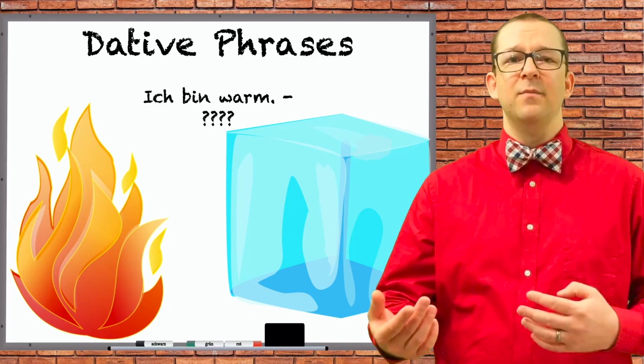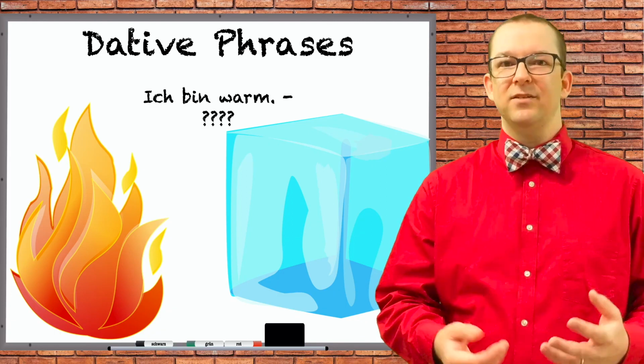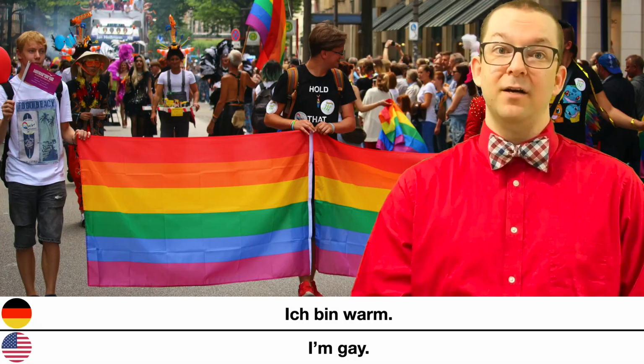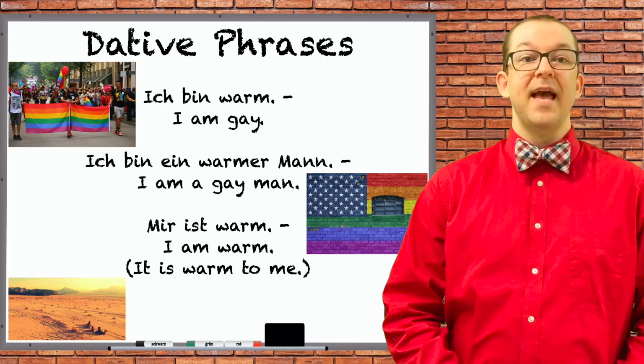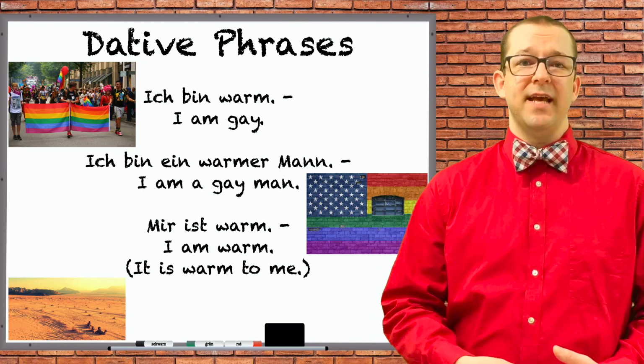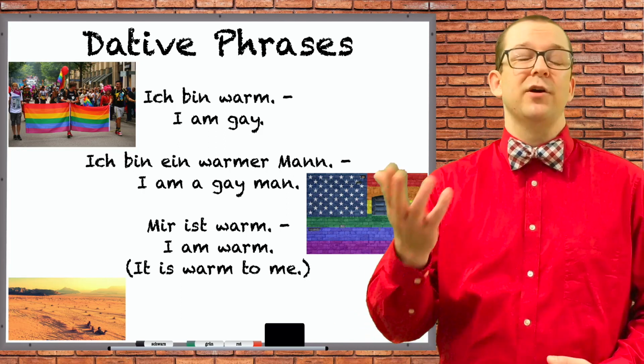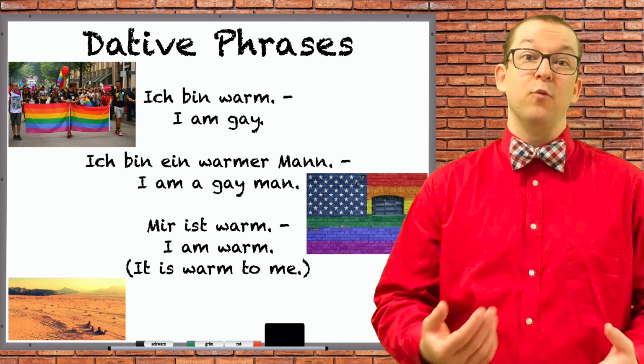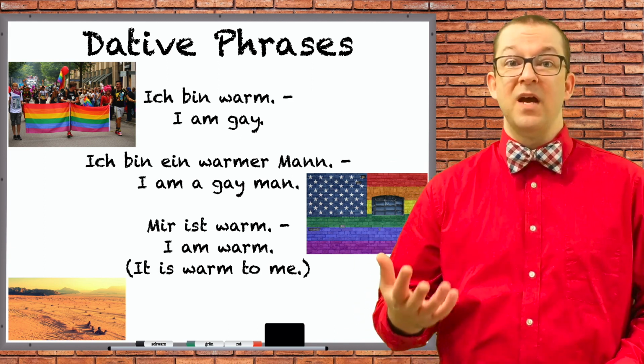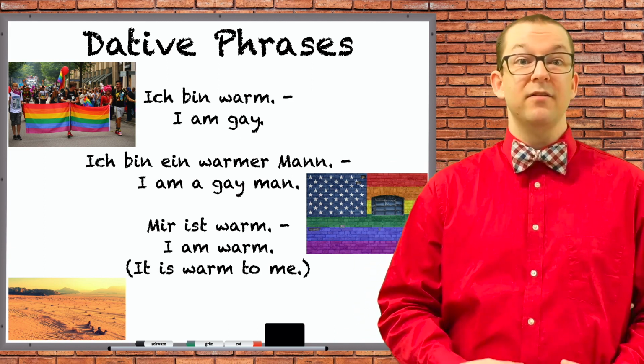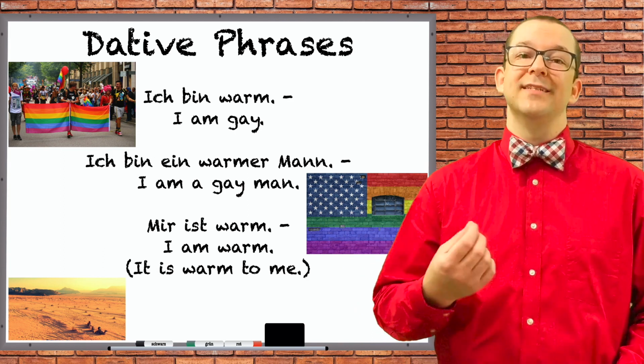When you say warm with the nominative case, you might get a strange look. Ich bin warm. I'm gay. At best, people will simply understand that you don't know what you're saying and chalk it up to a language learning error. At worst, people might think that you're gay. While that's not the worst language learning error that you could make, it isn't what we're trying to say here.